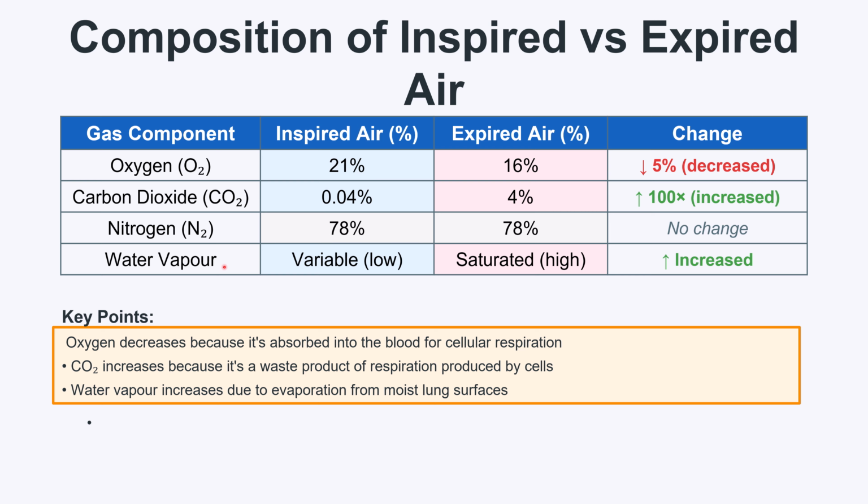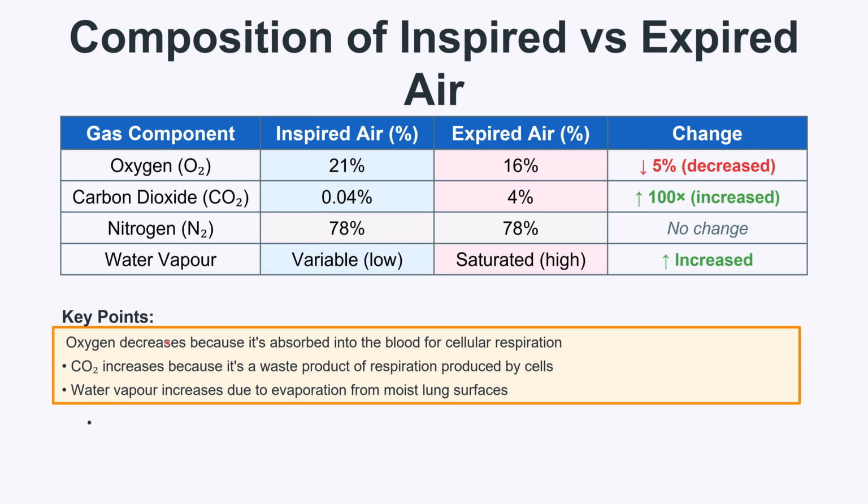The third component is water vapor. This increases from a variable low to being fully saturated. This happens because water evaporates from the moist surfaces inside our lungs. You will notice nitrogen stays exactly the same at 78%. Our bodies don't use nitrogen from the air, so what goes in simply comes right back out.